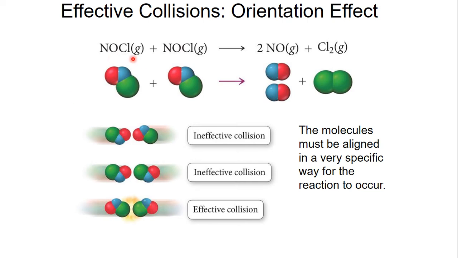So for NOCl, 2 moles of that will react to form 2 moles of NO and 1 mole of Cl2 gas. So when they collide, they have to collide in a very specific way. They have to collide where both chlorines are facing each other to form Cl2 gas. If they collide any other way, no reaction is going to happen. And so not only do they have to find each other, but both chlorines have to be facing each other when they collide, and that's what's in our Arrhenius factor, our frequency factor.